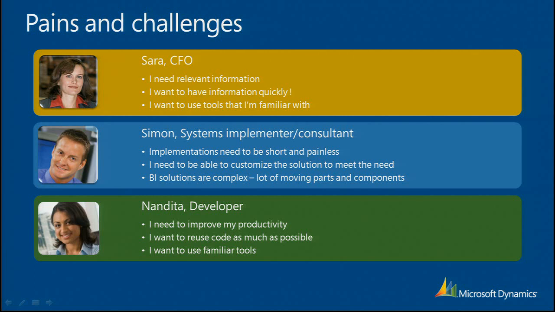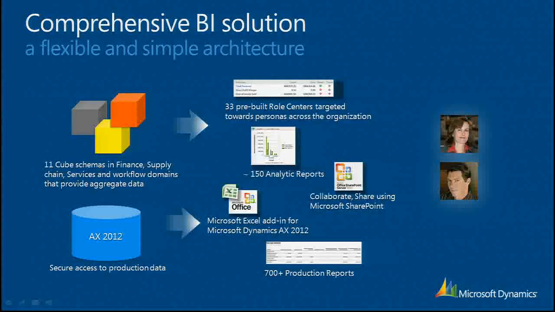So I think the question is, how has Microsoft solved some of these pains, mitigated some of these pains with Microsoft Dynamics AX 2012? First of all, of course, the idea is that we ship a comprehensive solution. When you install Microsoft Dynamics AX 2012, you get a comprehensive solution that has detailed data. So for an example, the production data, you can access production data with some of the pre-built tools. There's about 700 pre-built production reports. There's about 150 decision support reports, if you will.